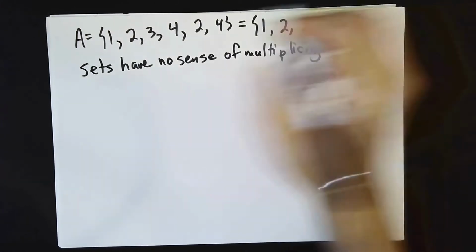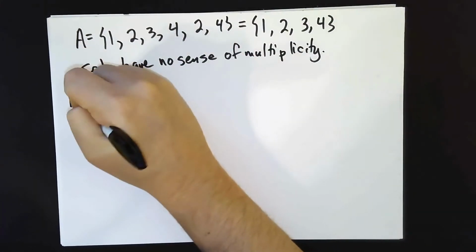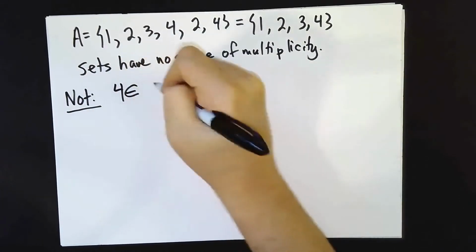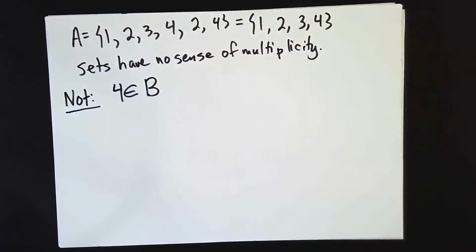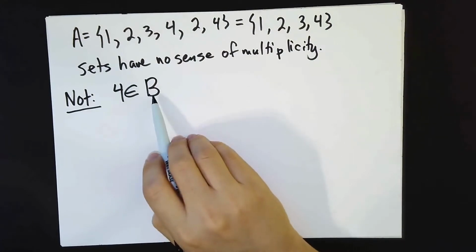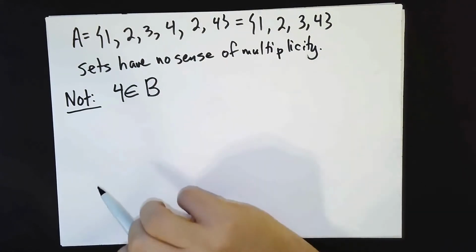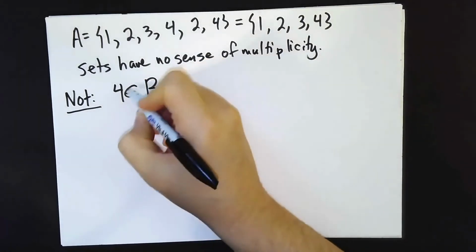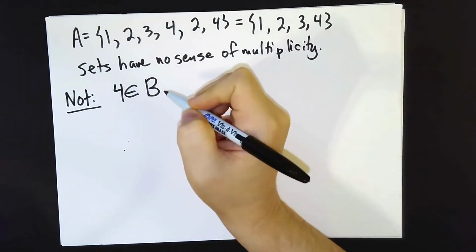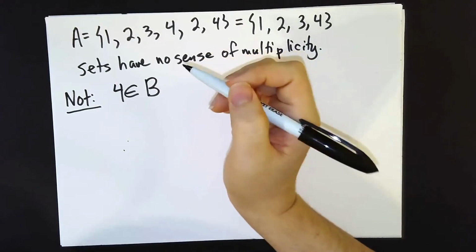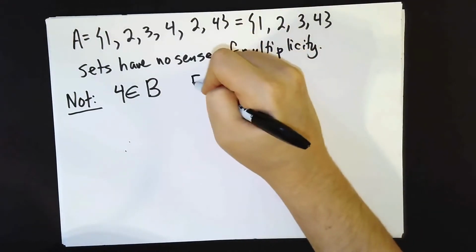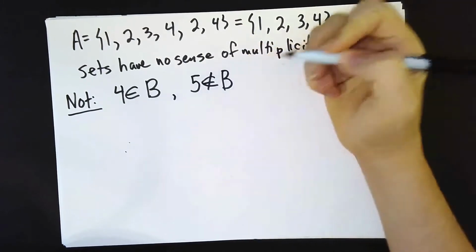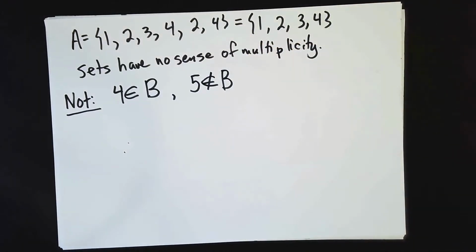In terms of notation, if I want to express that something is an element of a set, I will use this kind of notation. This is read 4 is an element of B, or 4 is in B, whichever way you like. This is intended to look like an E, short for the word element, if you're curious. If, on the other hand, we want to express that something's not an element of B, we use the same symbol but with a slash through it.